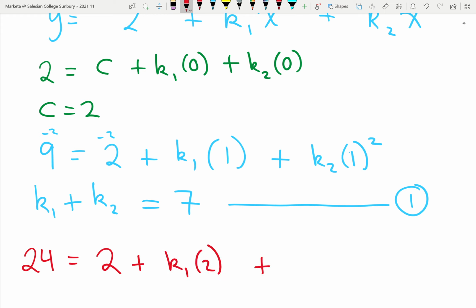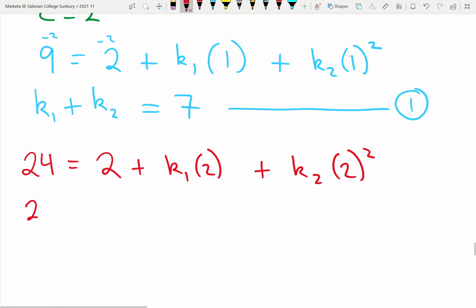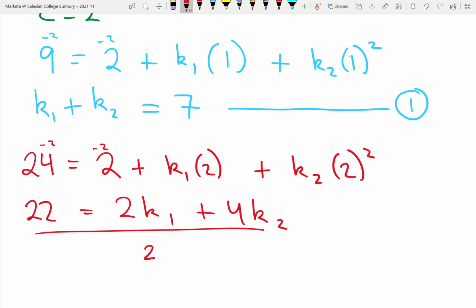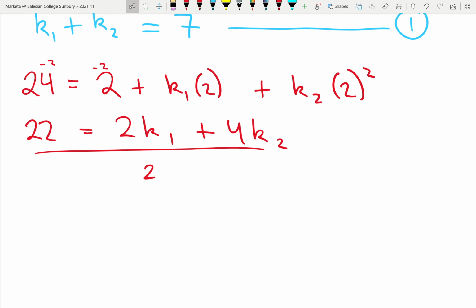2 plus k2 times 2 squared. And this will end up as 22. So I've minus 2 on both sides equals 2k1 plus 4k2. And actually I can divide this all by 2, remembering if you do the same thing on the left and right, you're not changing the equation, and that will give us k1 plus 2k2 equals 11.